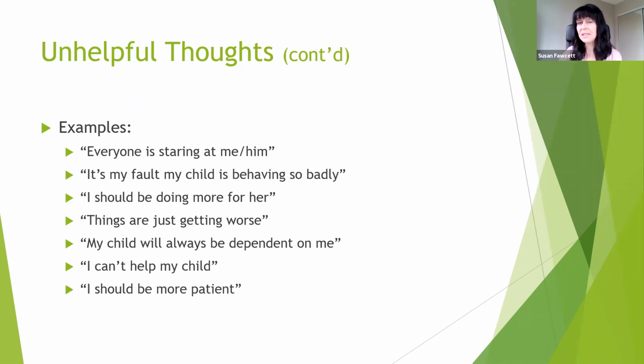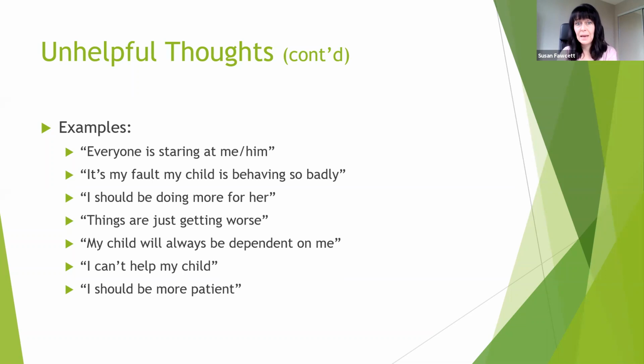So other specific examples then that parents may have running around inside their brains. Everyone is staring at me. If your child is doing something naughty in a public place, it's my fault my child is behaving badly. I should be doing more for her. I feel like that one is a really prominent one for, I would say, most parents. In my experience, most parents have this thought, at least occasionally, when you are raising a child with a developmental disability. Things are just getting worse.